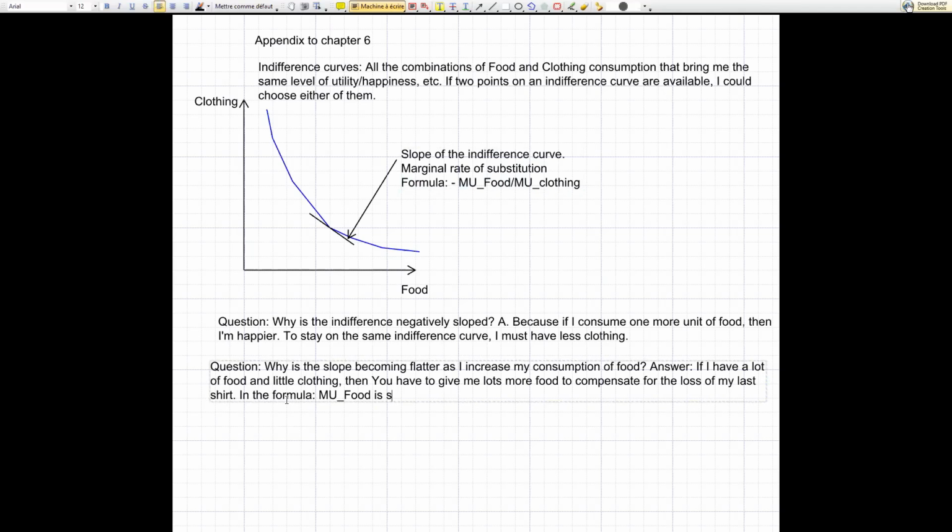Marginal utility of food is small and marginal utility of clothing is large. So the ratio there, this divided by this, tells me if my slope is steep or not. So this is very small, this is very large. So then the ratio is going to be something that is very small. So the slope is almost zero. Horizontal means the slope is zero, and vertical means it's infinite.